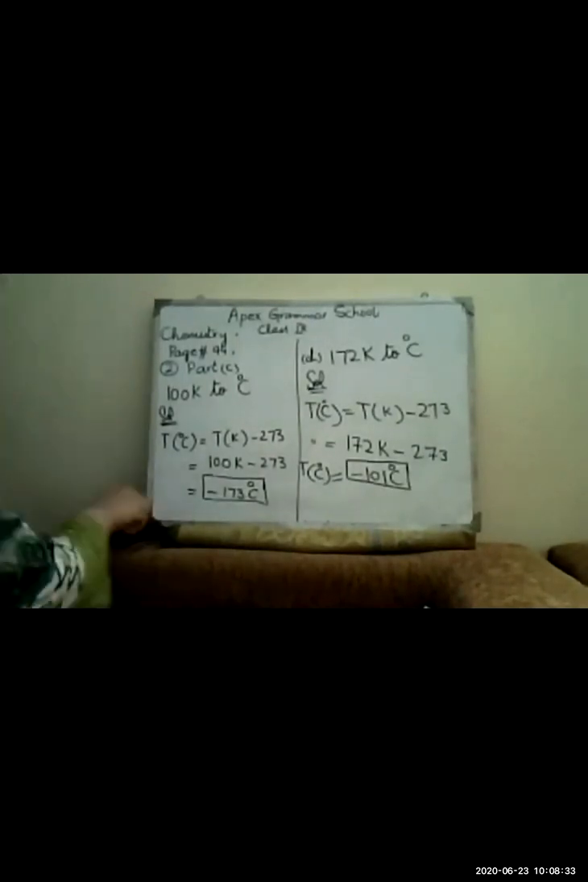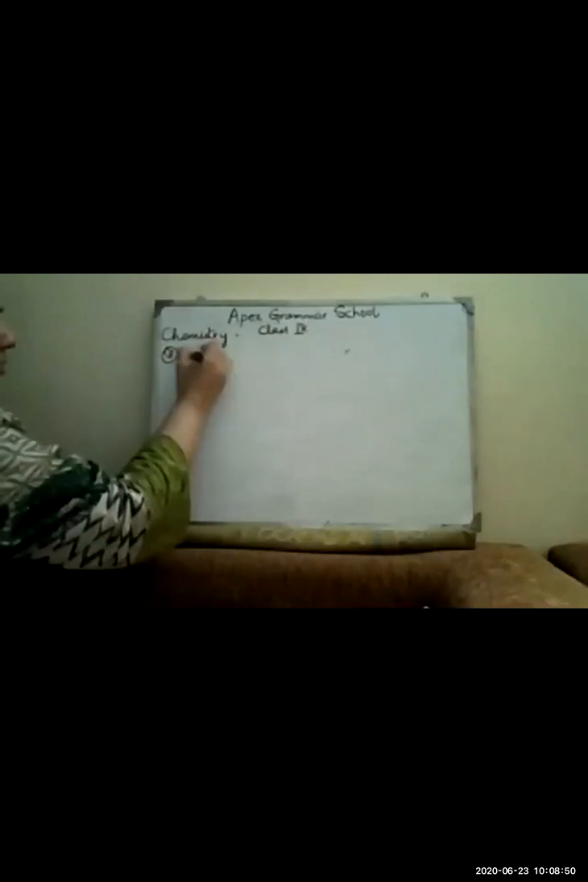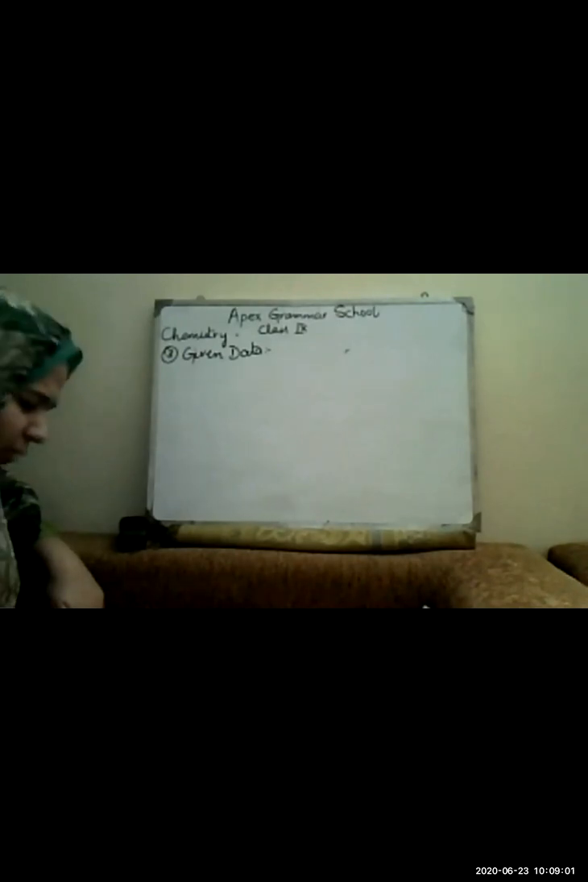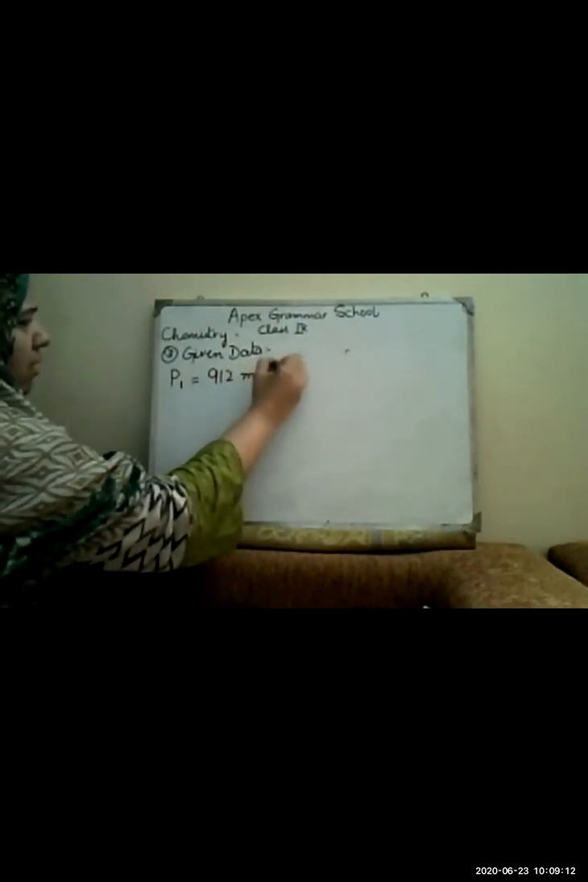Okay. Now we are moving towards question number 3, which is numerical number 3. It states that a gas, firstly you have to give the heading of given data. Then you will move towards the numerical. A gas at pressure 912 millimeter mercury has volume. So pressure P1 is equal to 912 millimeter of mercury.